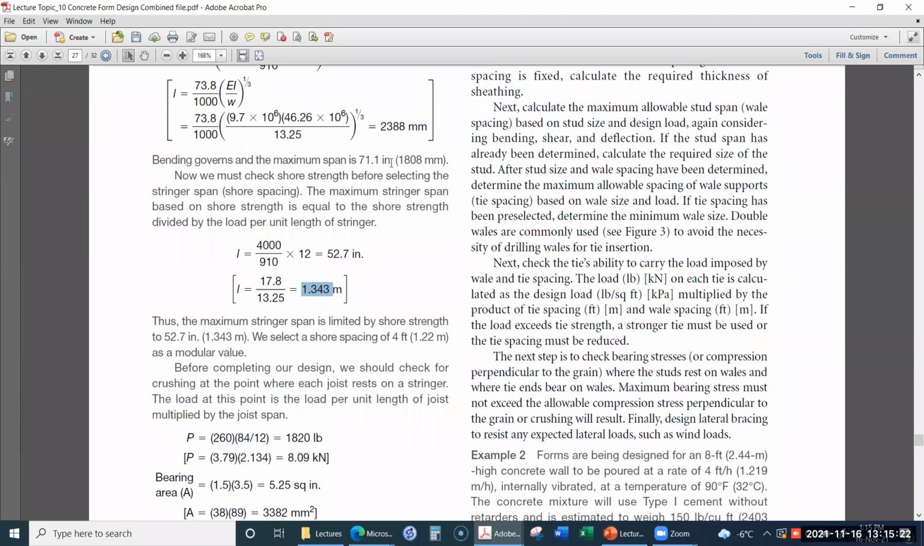Earlier we calculated 1808 millimeter, but the shores which we are using may not support this much length. Therefore, the shores must be placed at 1.343 millimeter, which is 52.7 inches, closer to 48 inches. So maybe we can use a 4 feet spacing of the shores in this case.